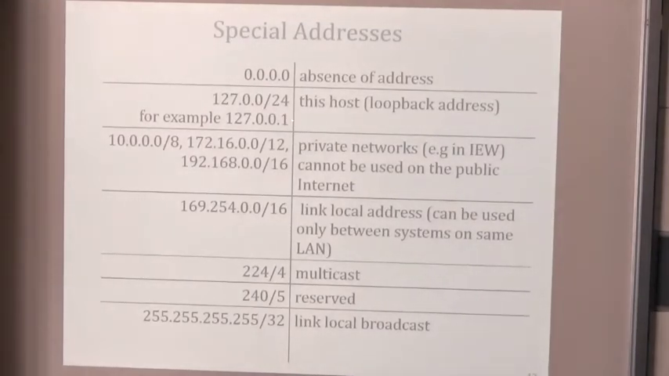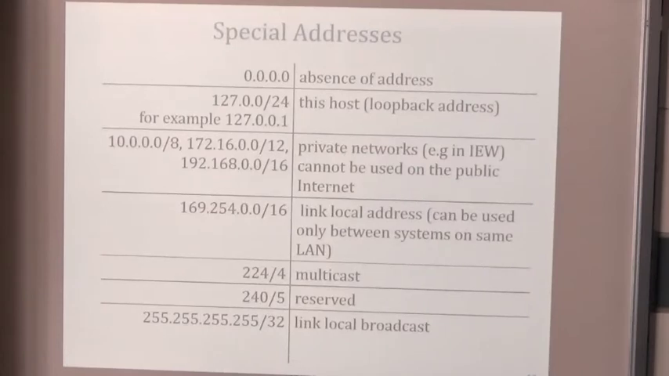You have also one address, in fact a group of addresses, but in practice most of the time only this one is used, which is called the loopback address, which means this host. So if you send a packet to this destination address or to any destination address in this block, it will stay in the machine. Why would that be useful?